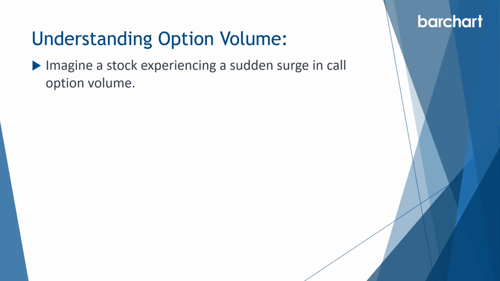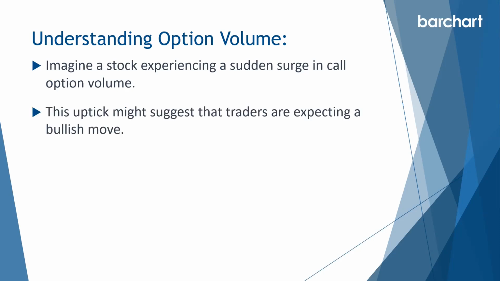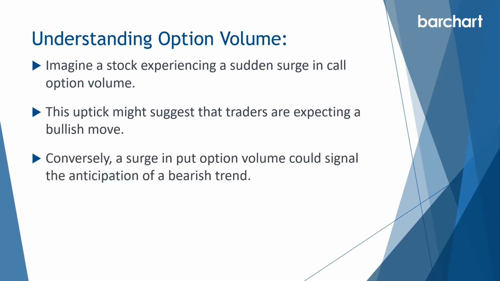So imagine a stock experiencing a sudden surge in call option volume. This uptick might suggest that traders are expecting a bullish move. Conversely, a surge in put option volume could signal the anticipation of a bearish trend.